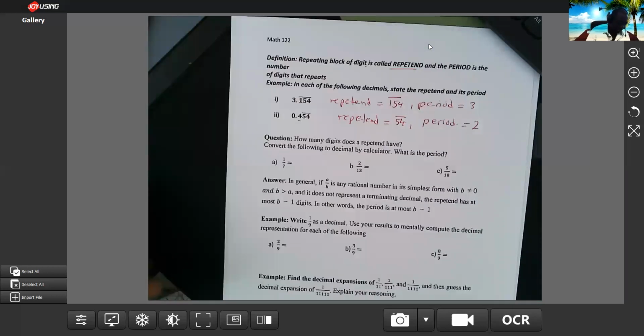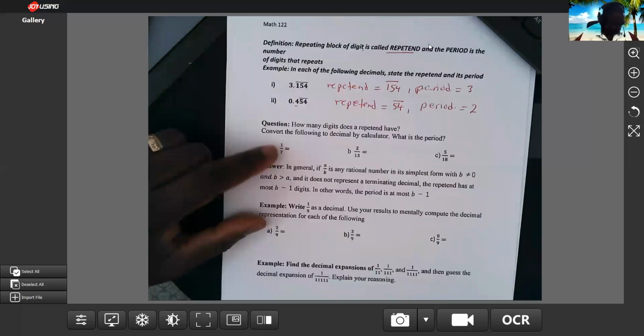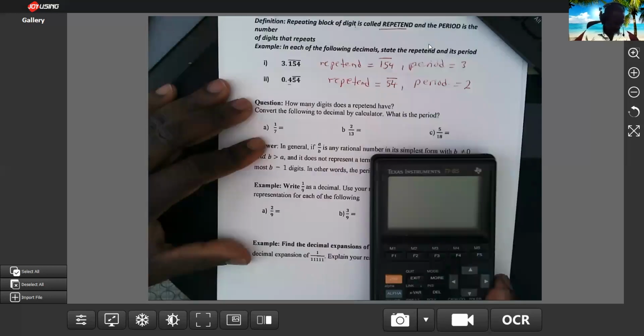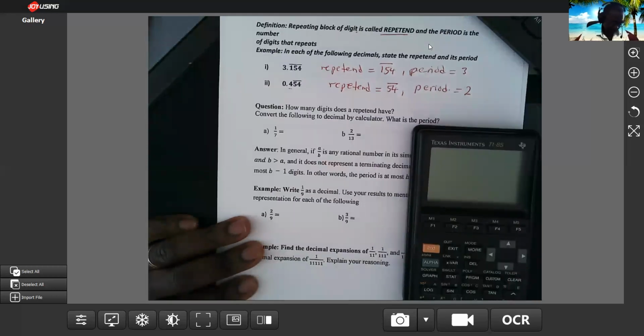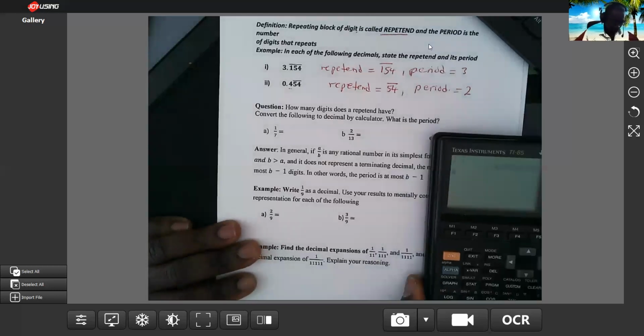How many digits does a repeatant have? For example, if I have the 1 over 7 that we did, I could use the long division, but let's use the calculator to find those. So 1 divided by 7. Let's clear that. 1 divided by 7 is what? 0.142857.